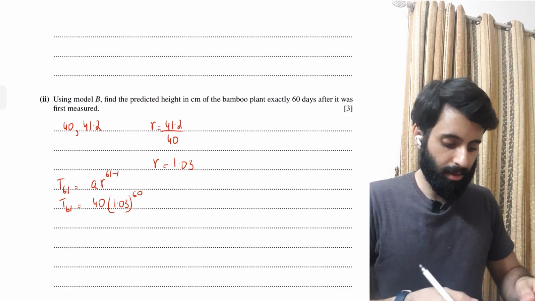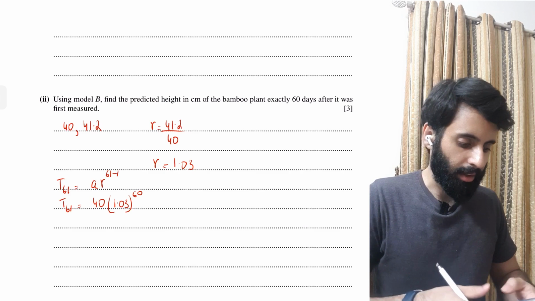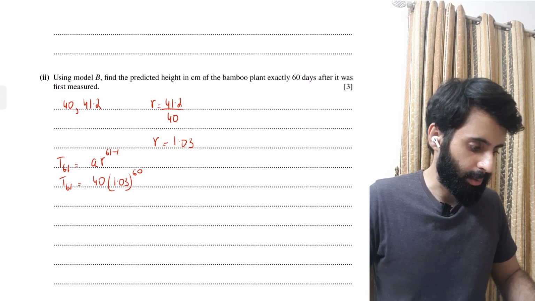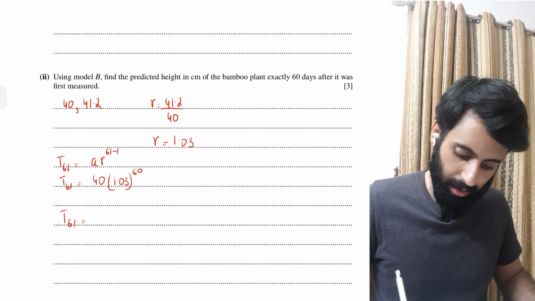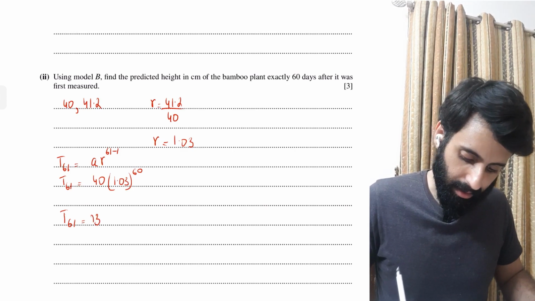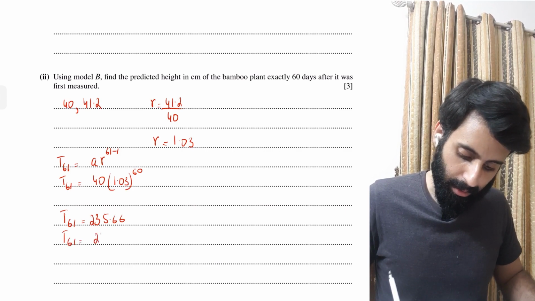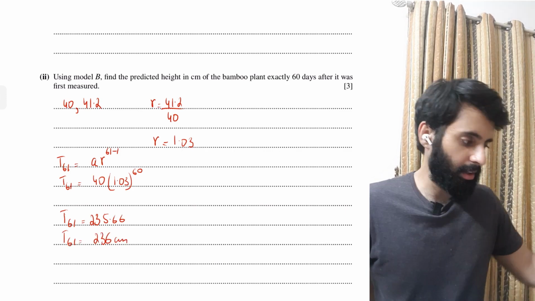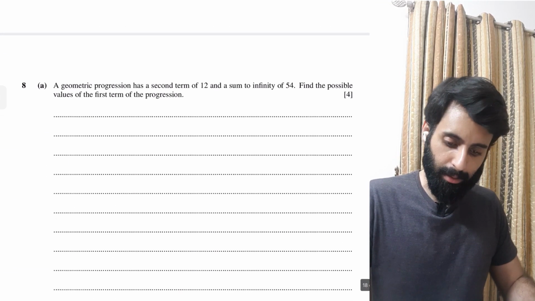So let's work this out. 1.03 raised to the power 60 times 40. So we're looking at 235.66, which if we round off correct to 3 significant figures, let me just write it down first. 235.66, which means this is equal to 236 centimeters, correct to 3 significant figures. So there you go, that was part 2, and that's another question done.